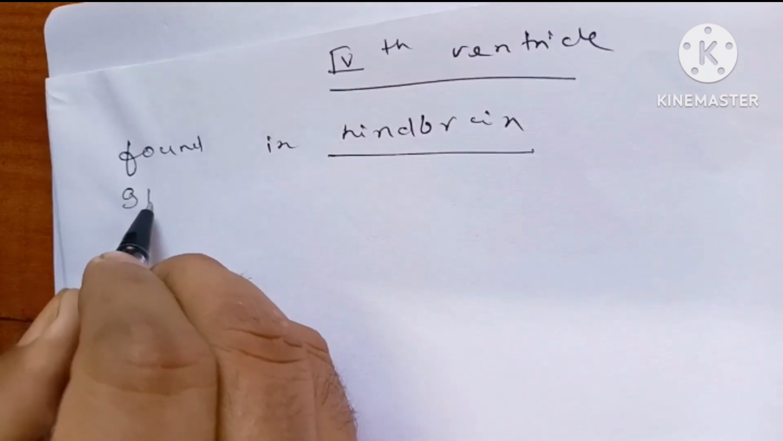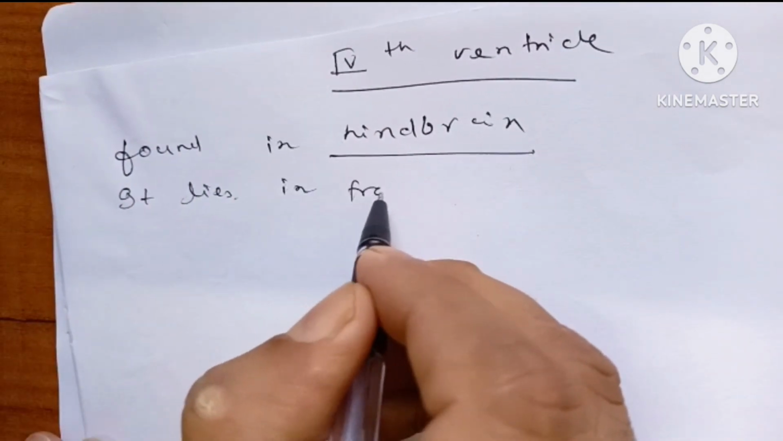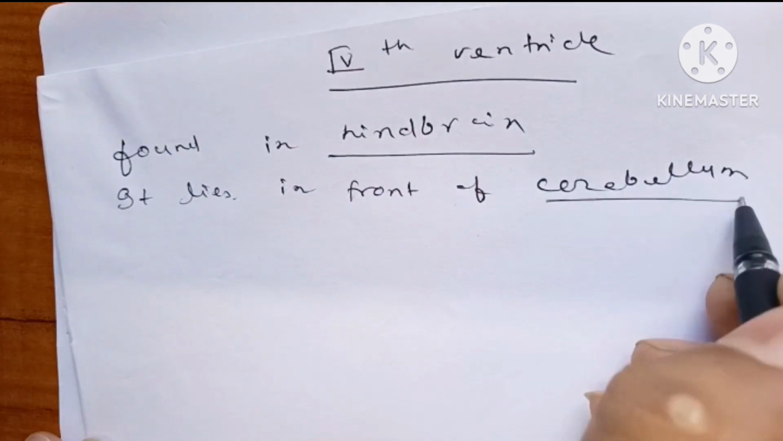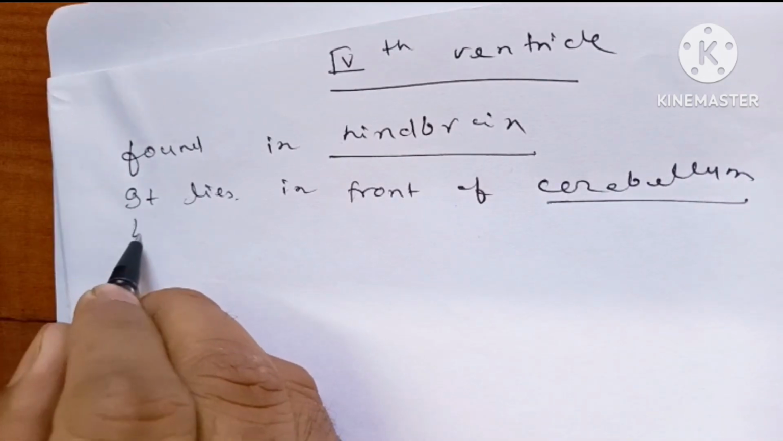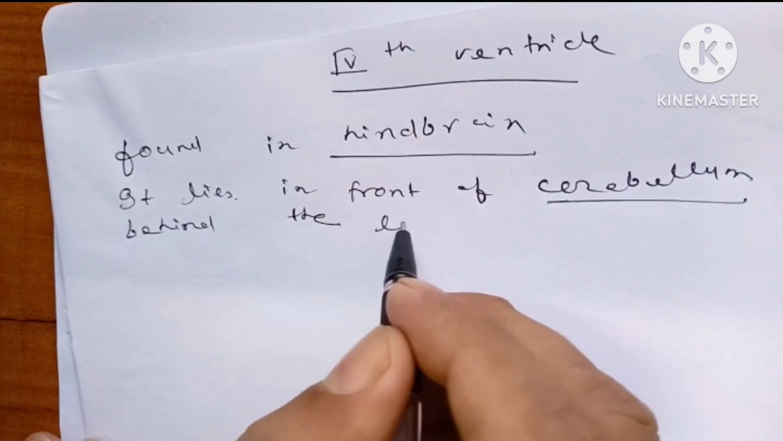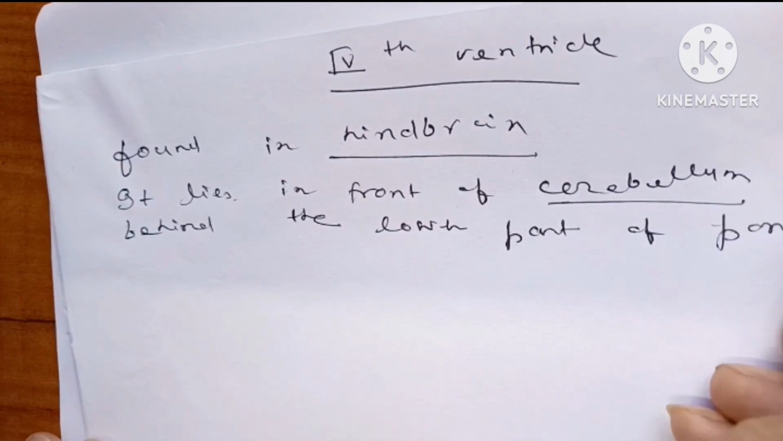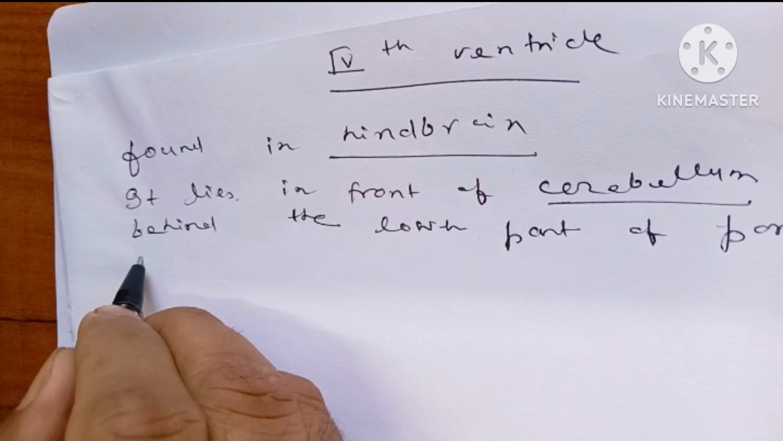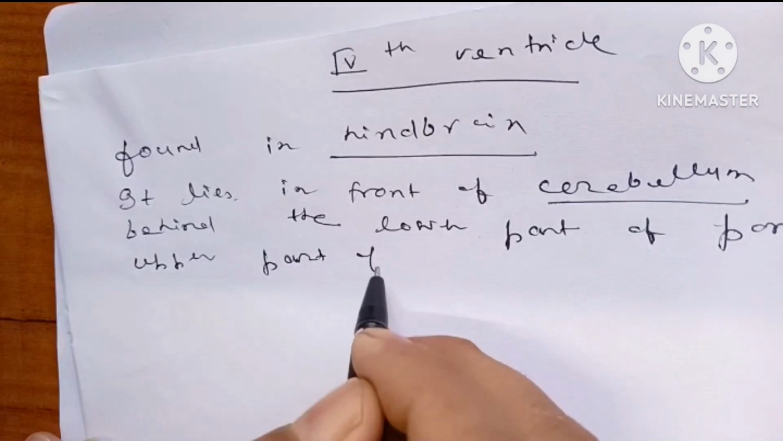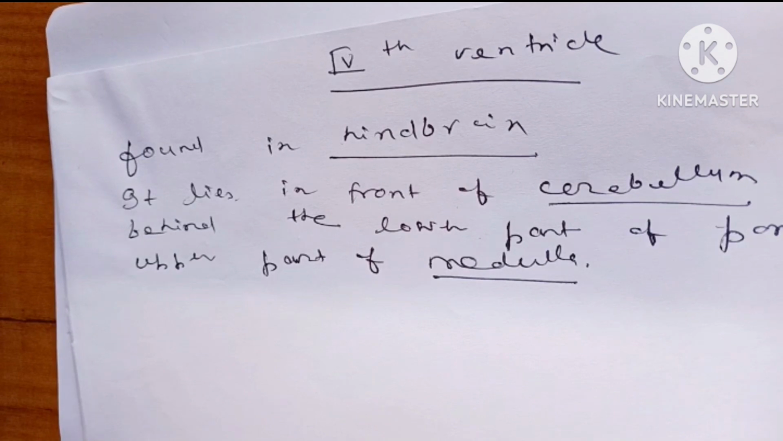And where is it situated? It lies in front of the cerebellum, which is part of the hindbrain, and behind the pons, the lower part of the pons, not the whole of the pons, and the upper part of the medulla oblongata. That is the situation.